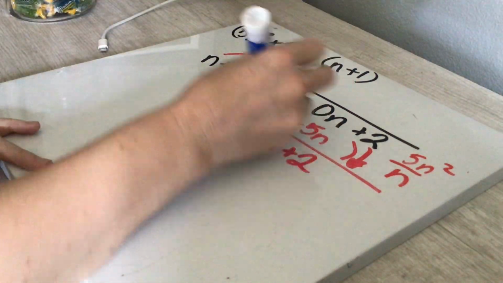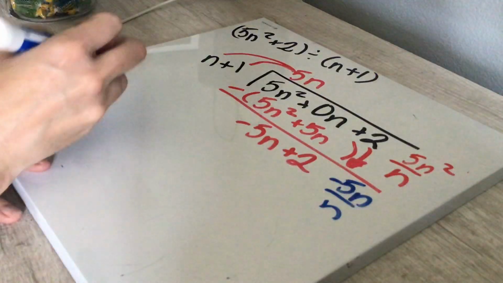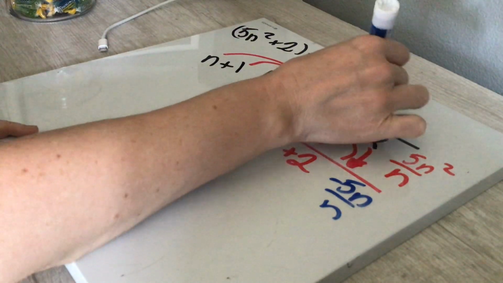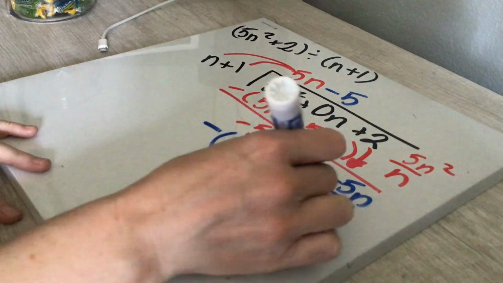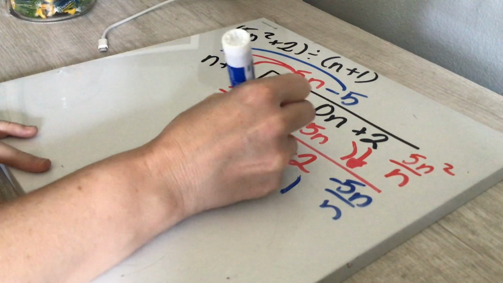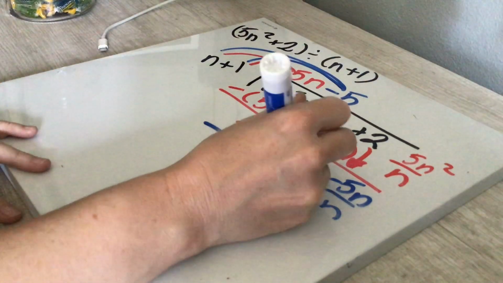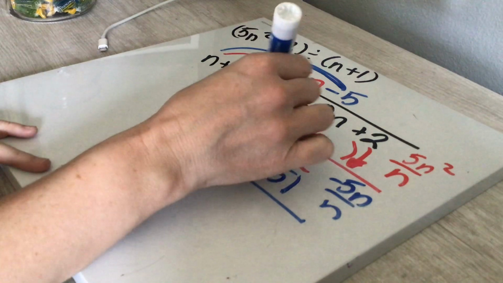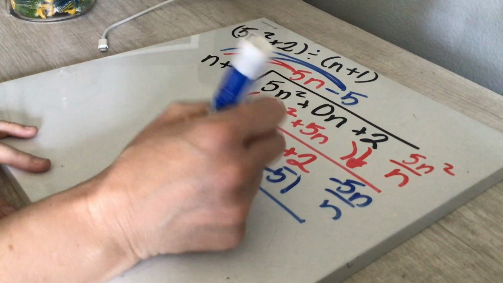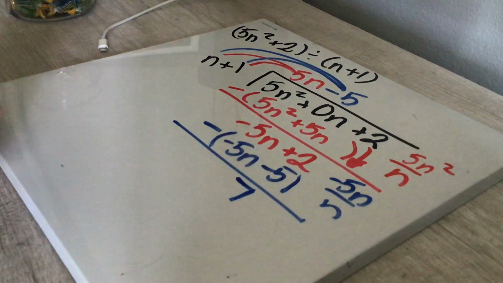Then the first term divided by the first term. So we're going to do negative 5n divided by n. We get negative 5. Then subtract the product. So negative 5 times n is negative 5n. Negative 5 times 1 is minus 5. So negative 5n minus negative 5n is 0. 2 minus negative 5 is 7.